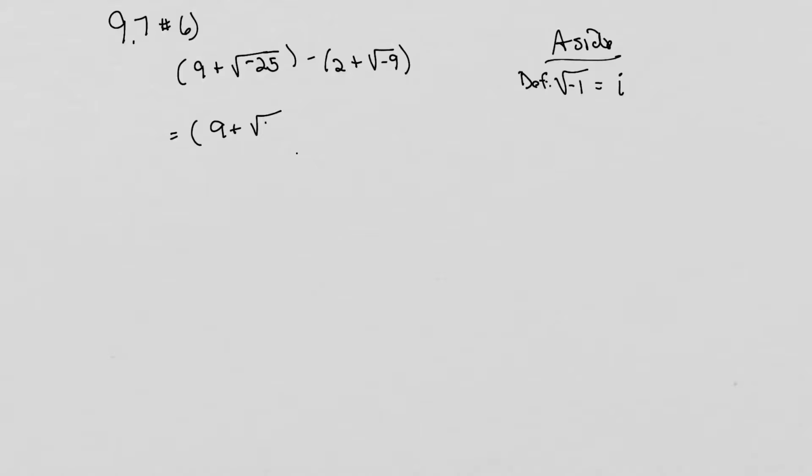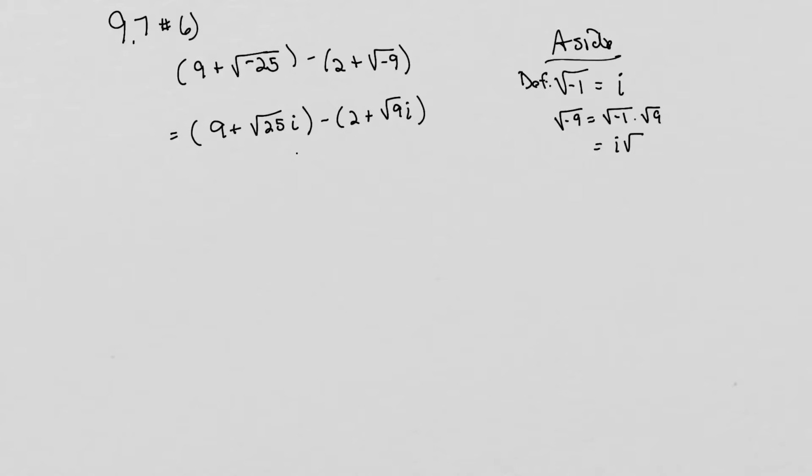Now that is an i times the square root of 25. And then the square root of the negative 9, that becomes an i times the square root of 9. So that's because if you have the square root of negative 9, you can think of it as the square root of negative 1 times the square root of 9. So the square root of the negative 1 is the i.